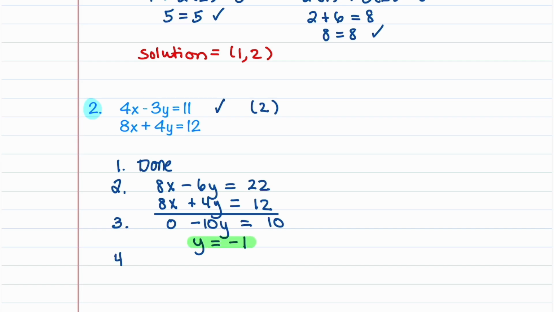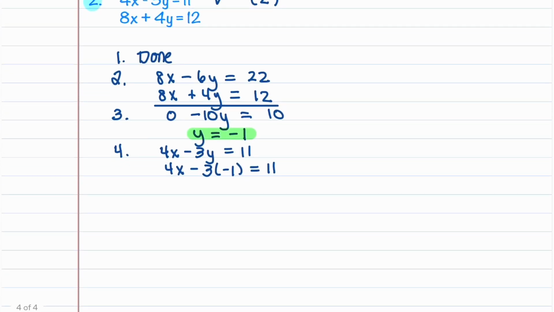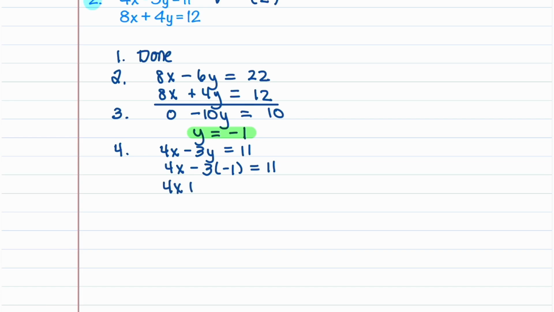Now our fourth step is to find x, so we're going to take this y and plug it back into one of our equations. It doesn't matter which one we pick. I'm just going to go ahead and pick the first one. So this is 4x minus 3y is equal to 11. We're going to plug in y is negative 1. So we have 4x minus 3 times negative 1 is 11. This gives us 4x plus 3 is 11.